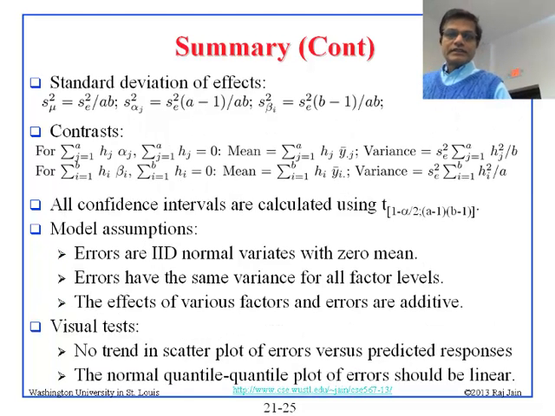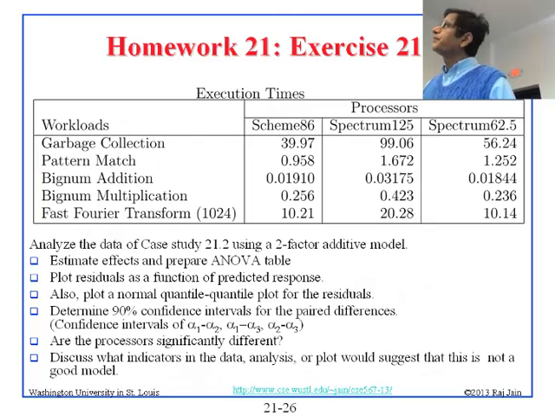Standard deviation is there, contrasts are there, confidence intervals using t-values, assumptions are the same thing: IID, zero mean, and constant variance. The visual tests are the same. And I will somehow emphasize this part. I think I missed showing even an example of this. I will show at least an example next time.